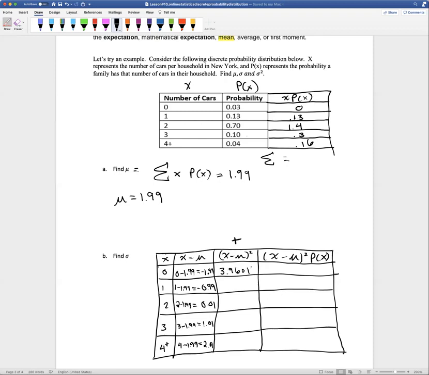I have 3.9601 for that first one. Let's do negative 0.99 squared. You get 0.9801. Let's do 0.01 squared. And we get 0.0001. Let's do 1.01 squared. And then let's do 2.01 squared.